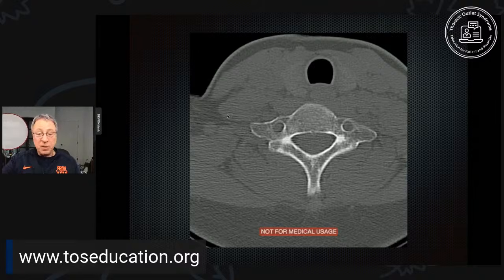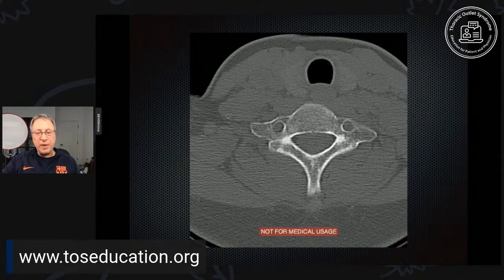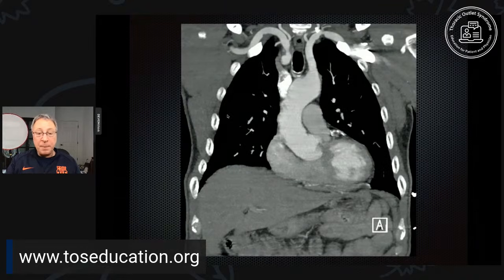CT can also be used to look at bones. Look at the fine detail you see in this bone right here. It's great for that. So with CT, we can see soft tissues with some differentiation. We can see the lungs, we can see the bone. You can also manipulate images.